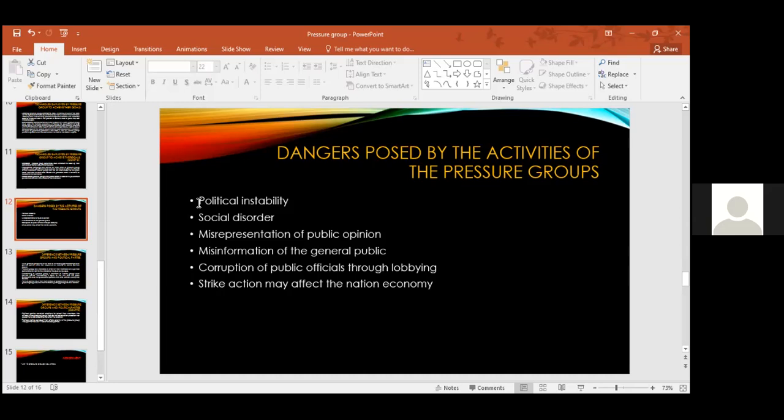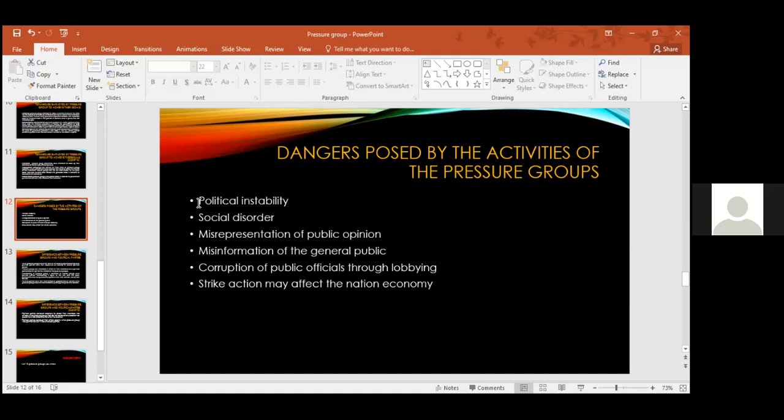Let's move to the second one, social disorder. Now, when we say social disorder, it simply means when there is, I don't want to use the word anarchy, when there is maybe disagreement, or should I say violence in the society? For example, if a pressure group launches a protest and then the protest is hijacked by violent people, it tends to cause social disorder because people will start fighting, people will start killing each other, and before you know it, the reason why the protest was even called for will not be achieved. So that's the idea of social disorder.